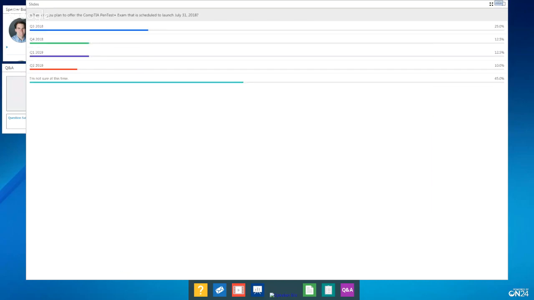There we go. A lot of people are not sure. We've also got a lot of people targeting Q3. So this is good. It's like the majority of you plan on offering PenTest Plus. And that's great. You'll see there's good news for you as far as our publishers go as well. They're all on board, all of the major publishers.